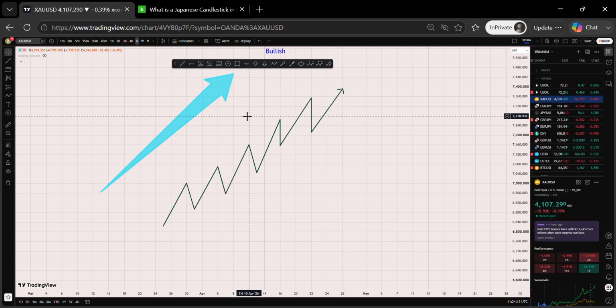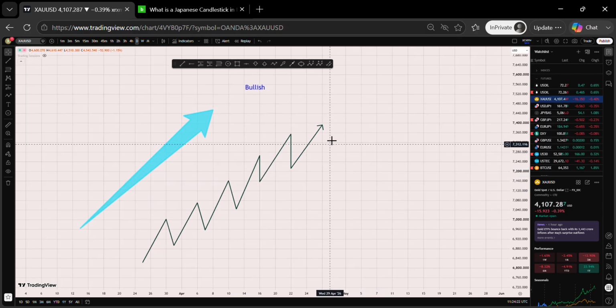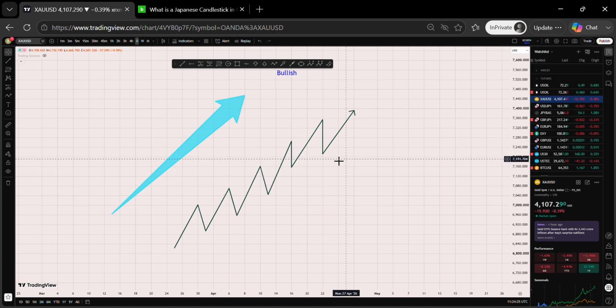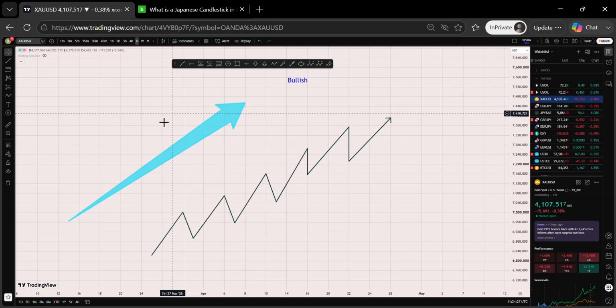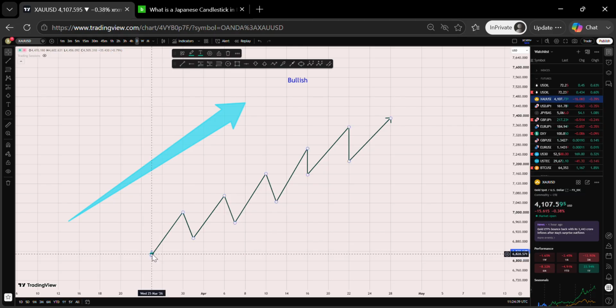What is an impulse? An impulse is a strong movement in the direction of the main trend. Okay, a strong movement in the direction of a main trend. So with this market, for example, you can see it is a bullish market because we are going to the upside, and we define an impulse as a strong movement in the direction of the main trend. And so, by that definition, this movement right here is what we'll call an impulse. This one right here, because it's a strong movement in the direction of the main trend.